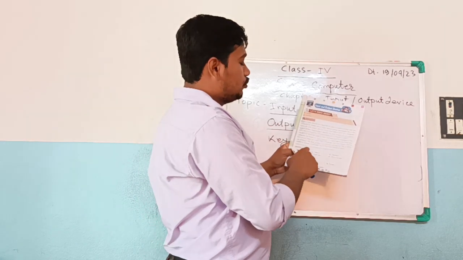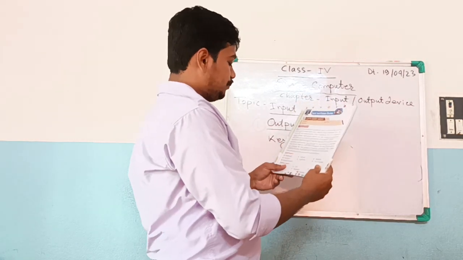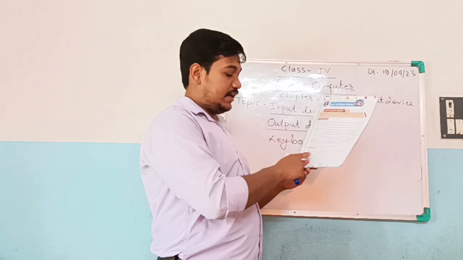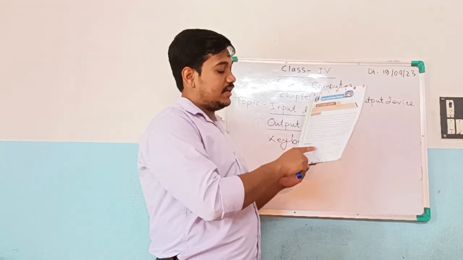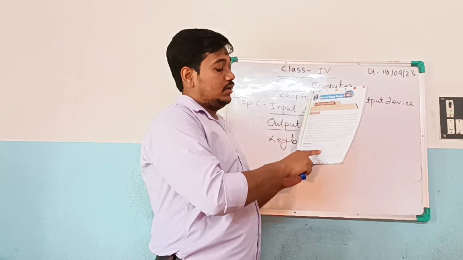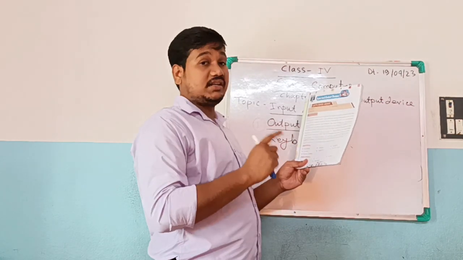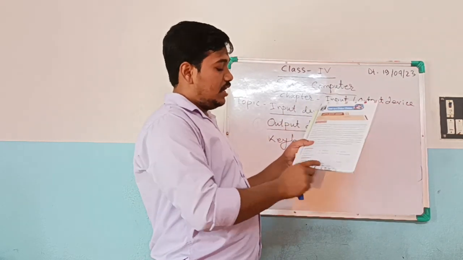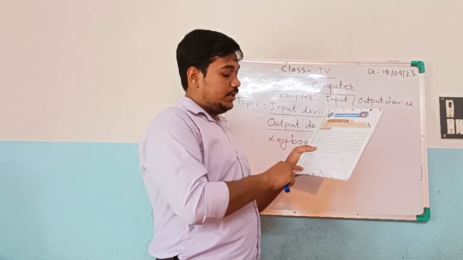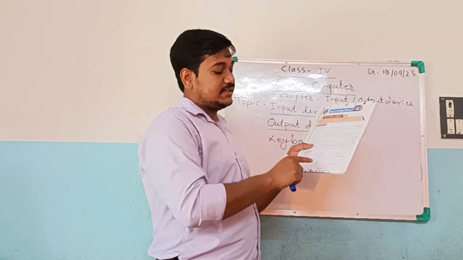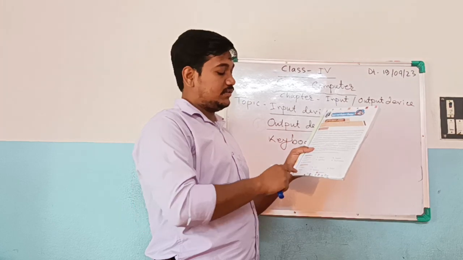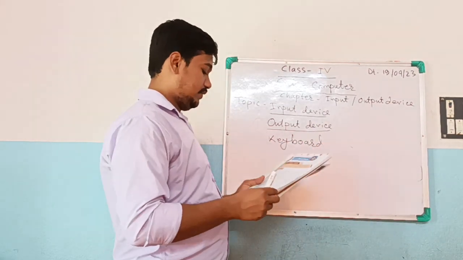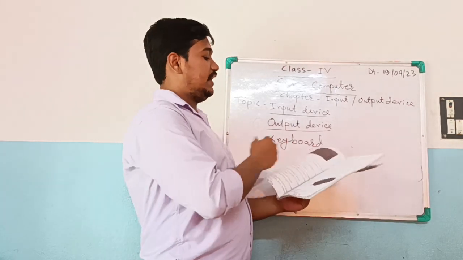Some of the input output devices are explained below. Input devices, for example: keyboard, scanner, digital camera, mouse, light pen, joystick, touch screen. So these are input devices. Okay, next, output devices: monitor, plotter, LCD, speaker, printer. Okay, so these are output devices. Understand? Okay, now come to the next page.